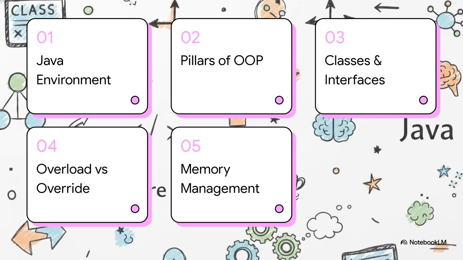To help you out, we're going to visually distill all that chaos into 5 highly manageable sections. We'll cover decoding the Java environment, the pillars of OOP, classes, interfaces, and modifiers, overloading versus overwriting, and finally, memory management and garbage collection. Let's dive right in.